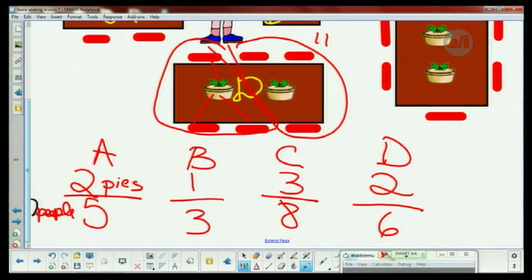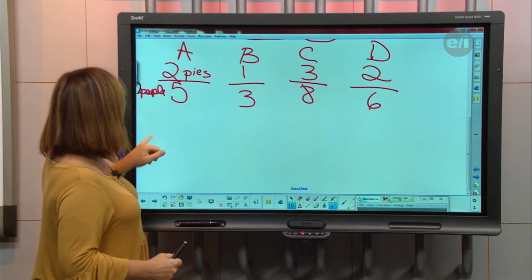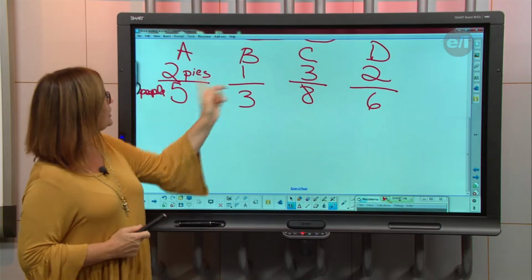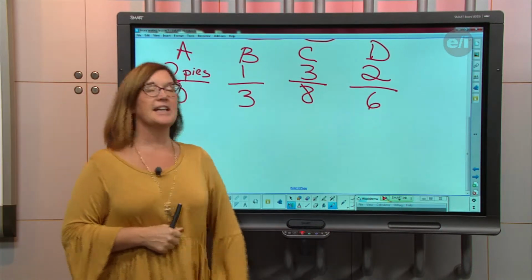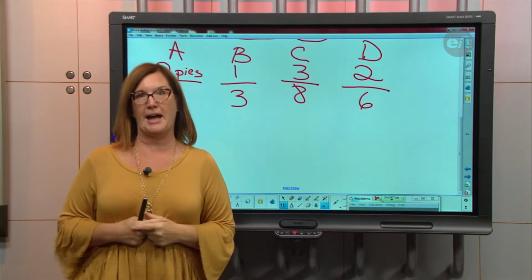Okay, so now we're talking about fractions. A lot of people hate fractions, but I like them right now because it's going to get me more pie, right? So of course we're going to love these fractions. So we're looking at this. We have 2 pies, 2/5, 1/3, 3/8, 2/6. And we want to figure out which of these is the bigger fraction. The bigger fraction means the bigger pie, okay?